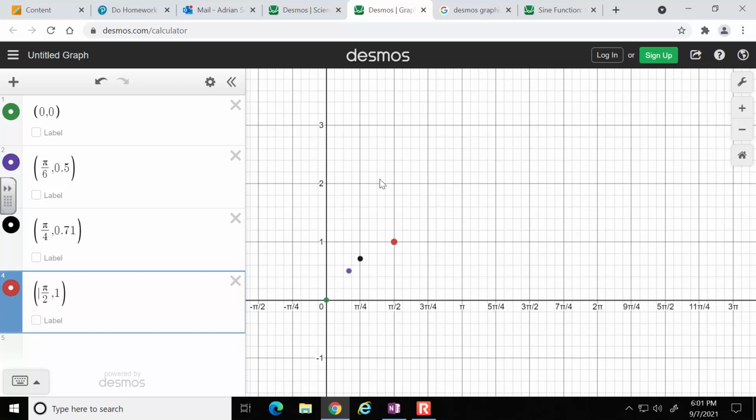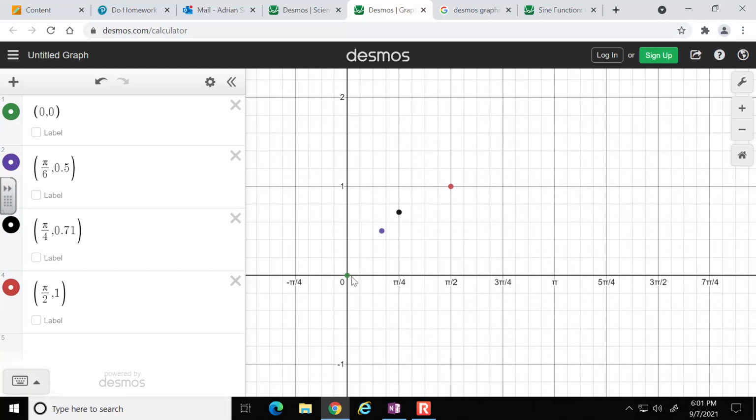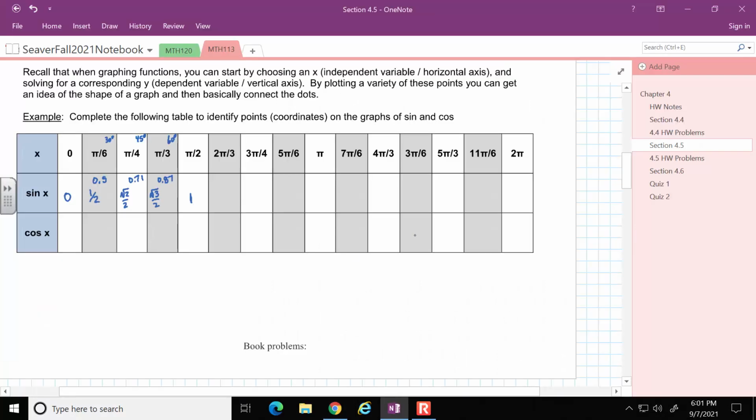Okay, so we can look between 0 and pi halves, and we're already getting a pretty good idea what our graph's kind of looking like here, right? So it's kind of coming up here. It looks like it's a curve. It's not just a straight line. So let's find some more points, right?